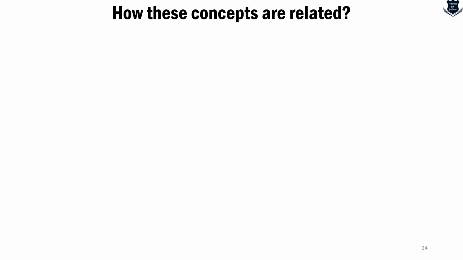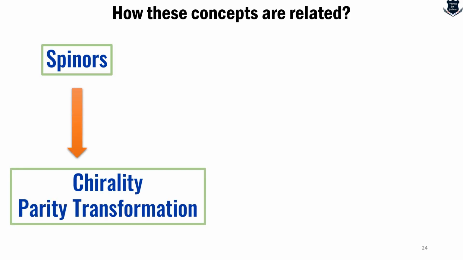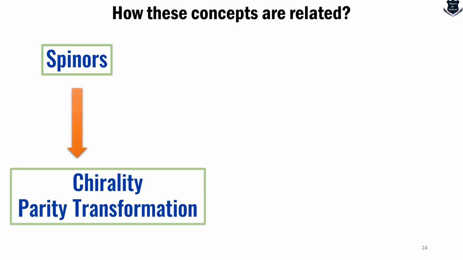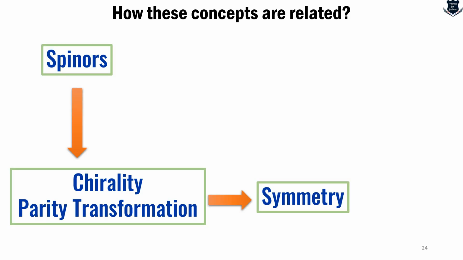Now this is a schematic diagram which will make you understand everything in a single diagram. So first we need to know the spinors. Why? Because spinors are the fundamental objects that describe the spin of electrons. Then we need to go to the next step: what is chirality and parity transformation. Why? Because these describe how the spinors behave under spatial inversion, which is crucial for understanding weak interactions.